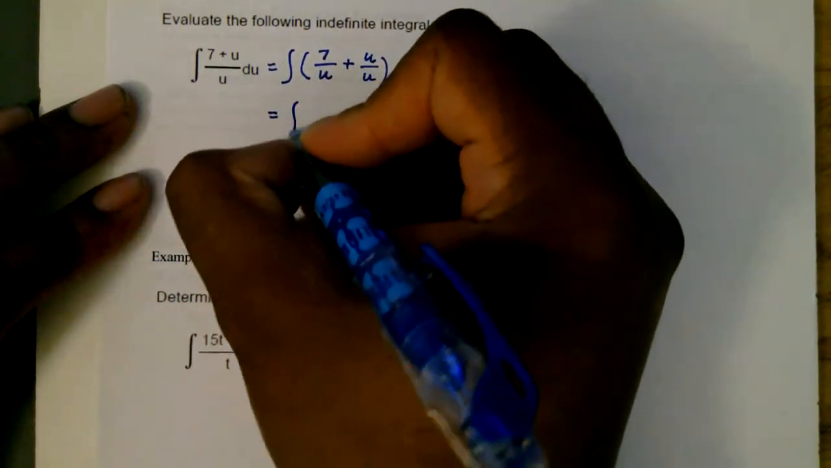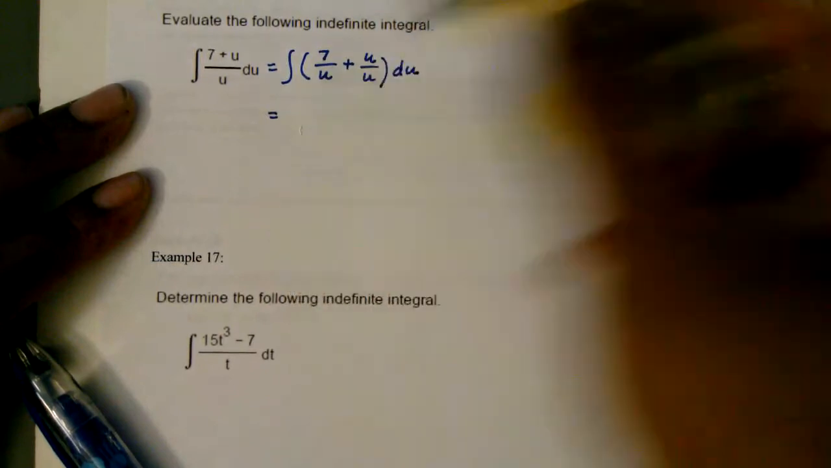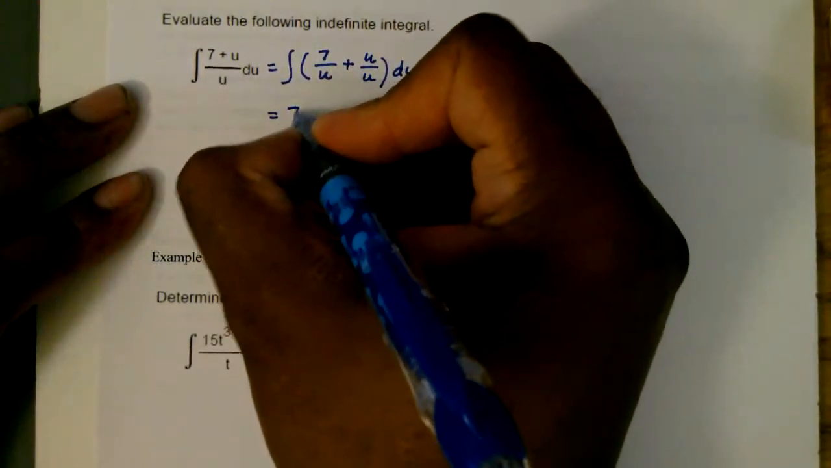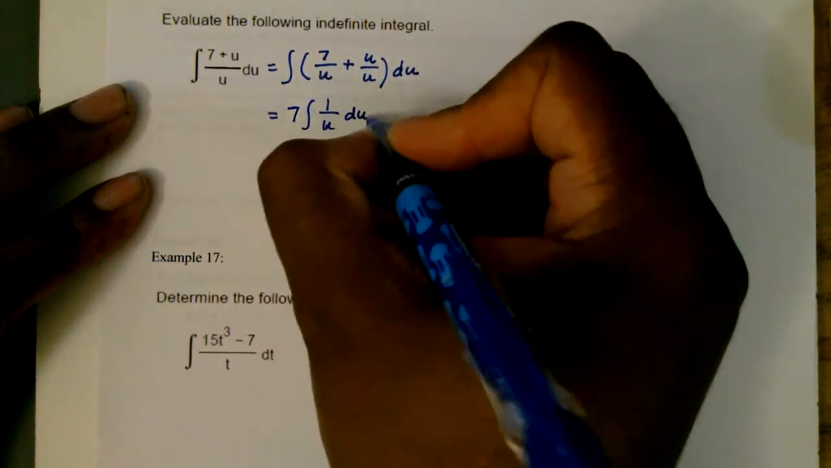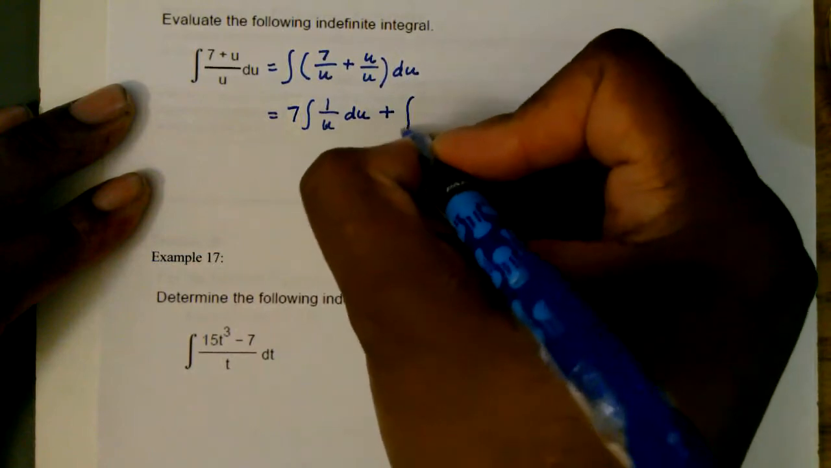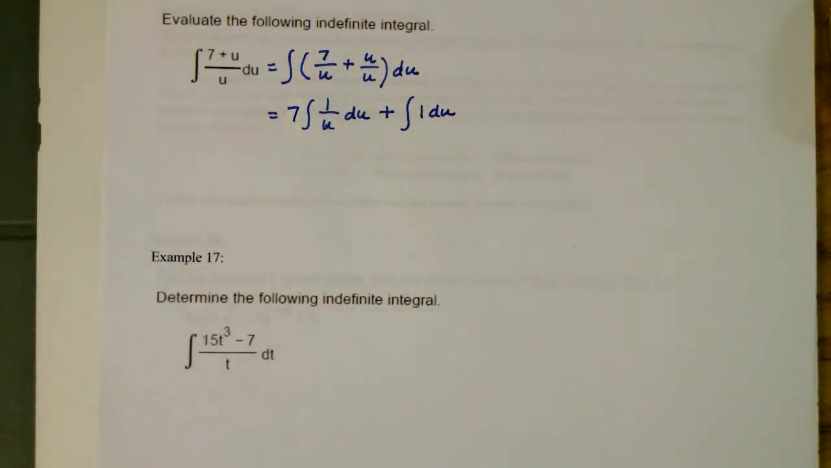Okay, so here I got the integral of, let's do this. I'm going to pull the 7 out in front of that integral. So I'm going to have this 7 times the integral of 1 over u du plus the integral of u divided by u, which will be 1 du. So here I'm using a sum and difference rule for integrals, break them apart.